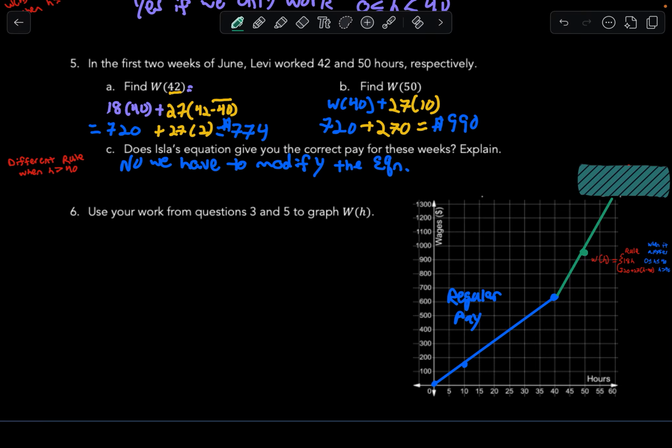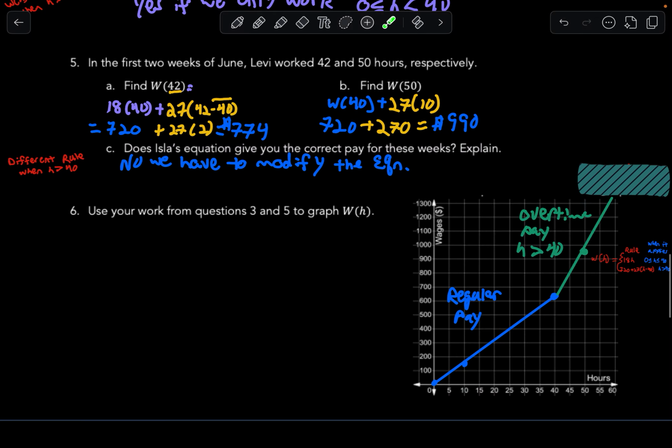You can see that rule, but I'll blow it up in a second. Notice we have two different pieces, hence the name piecewise defined. This green one is the overtime pay. That is when H is greater than 40. And you see right at 40, the graph changes its slope. Hence, it changes its rate. It goes from purple to green.